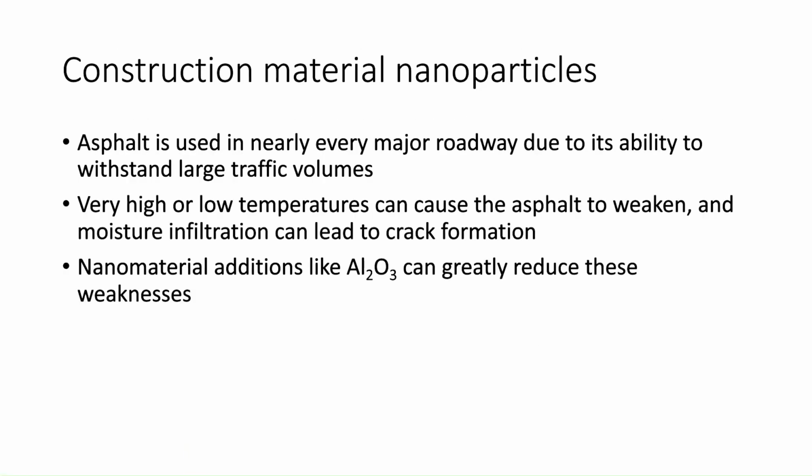Asphalt is another very important building material due to its ability to deal with large volumes of traffic constantly. But living in a northern climate like this, we see very high and low temperature changes, which can cause the asphalt to weaken and lose some of its structural integrity. But luckily, some nanomaterial additions like aluminum oxide can reduce some of these weaknesses due to their hydrophobic abilities, which can lessen the moisture infiltration that can lead to some of the crack formations we see.